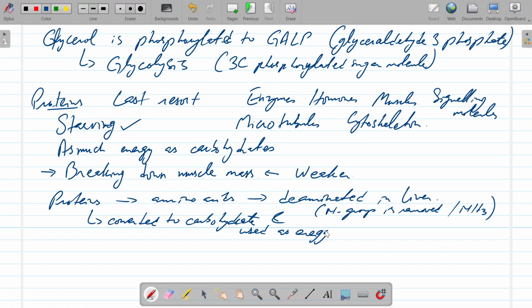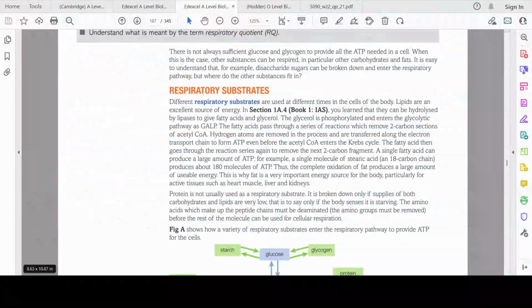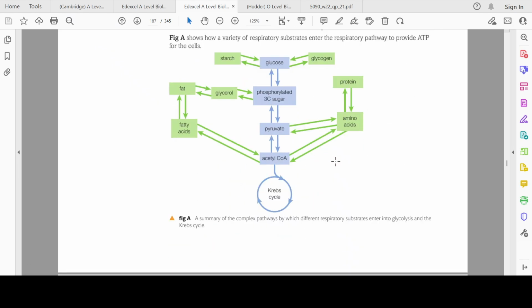Now, if I just take you to the book, they have a nice chart showing the interconnection between all of this. Let's put that on screen. So all the different respiratory substrates and where they enter the respiratory pathway to provide ATP.